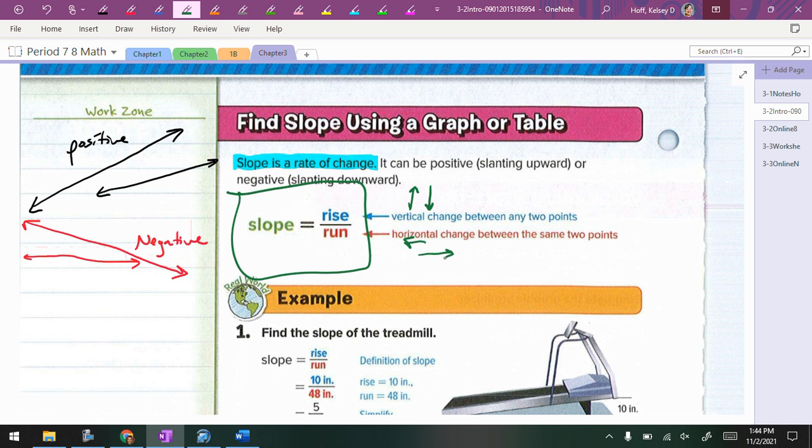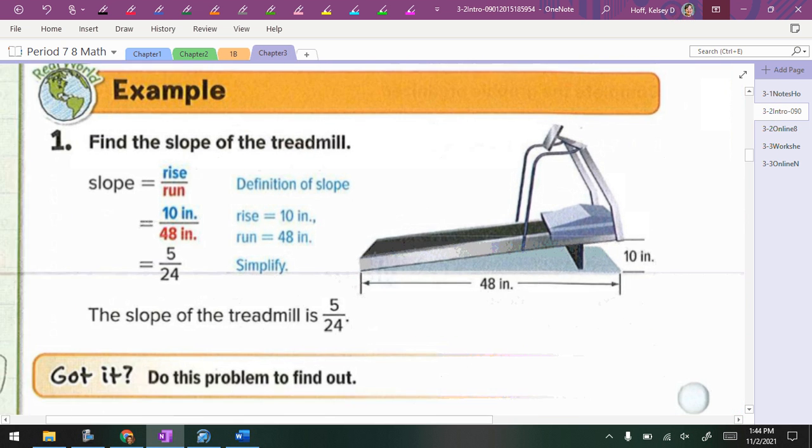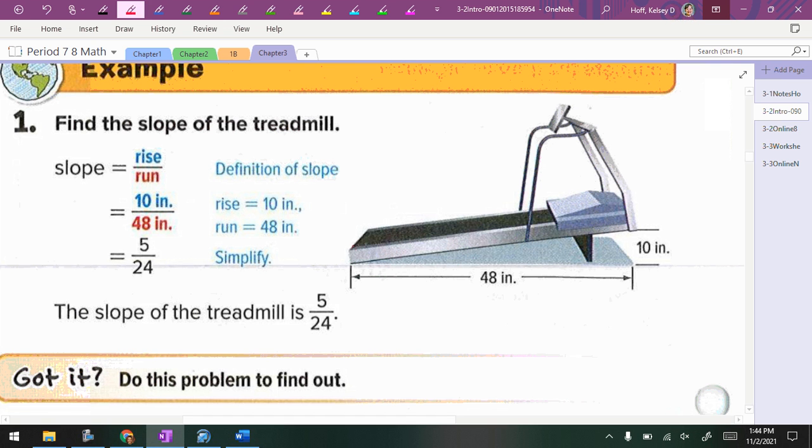Okay? So if we look at this treadmill, everybody agree if I start on the left side and work my way to the right, which direction is it pointing? Up or down? Up. So I know that my slope should be positive. Slope is rise over run. This treadmill went up 10 inches for a rise, and the left to right horizontal change is 48. So we end up with 10 over 48. Always reduce your fractions today. They divided a 2 out. We got 5 over 24.